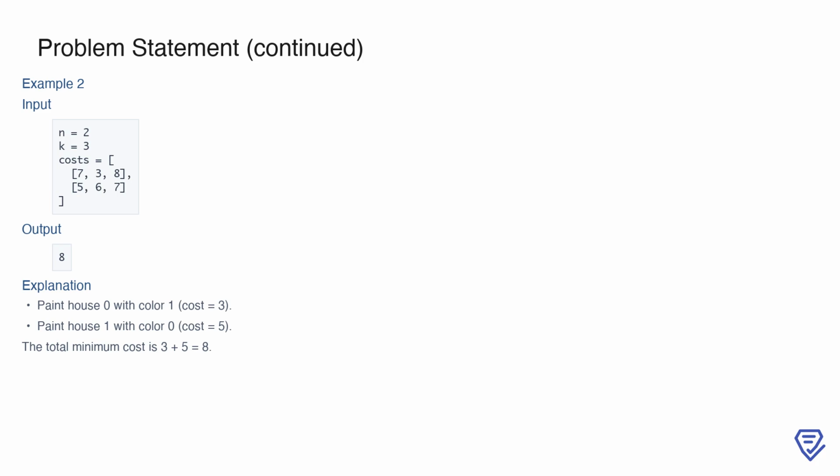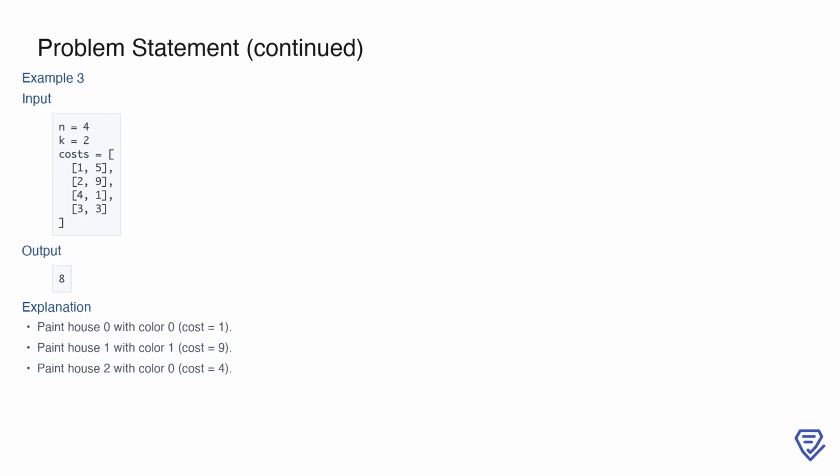Now let's look at another example with n equals 2 houses and k equals 3 colors. The costs matrix is [7, 3, 8], [5, 6, 7]. To minimize the total cost, we can paint house 0 with color 1, cost equals 3, and house 1 with color 0, cost equals 5. The total cost for this configuration is 3 plus 5 equals 8. Since this satisfies the condition that adjacent houses have different colors, the output for this example is 8.